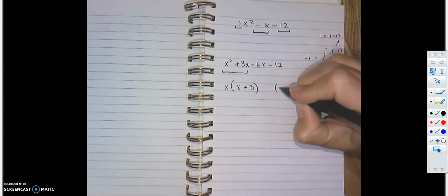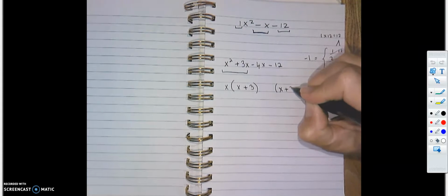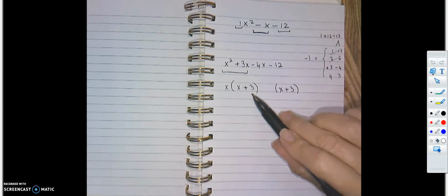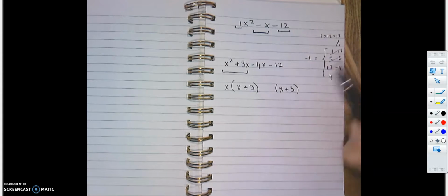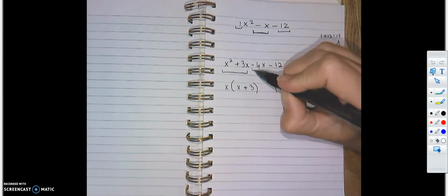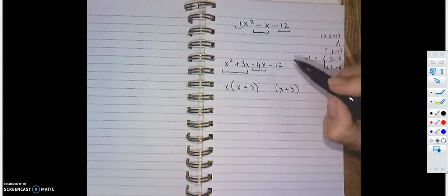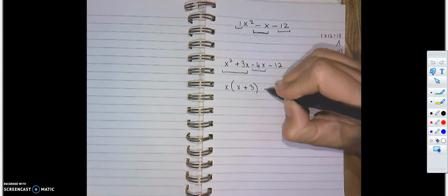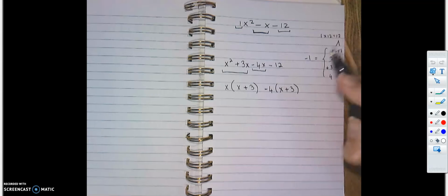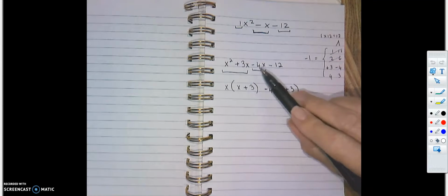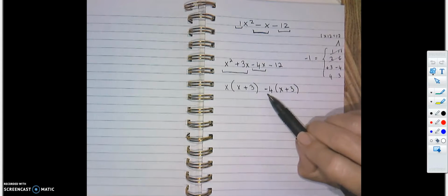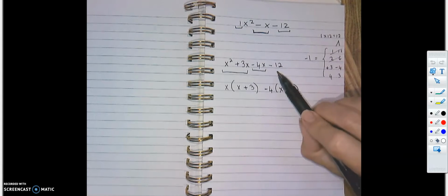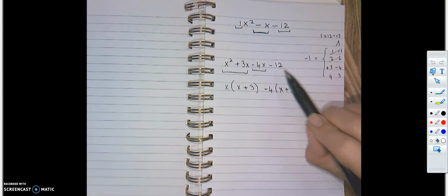I rewrite that bracket down again. It has to be that bracket. So I rewrite x plus 3 down again. I then look at the third term. I have x, I need -4x, so what I am missing is -4. And I check it works. -4 by x gives me -4x. -4 by 3 gives me -12. So when that happens, I'm totally happy.